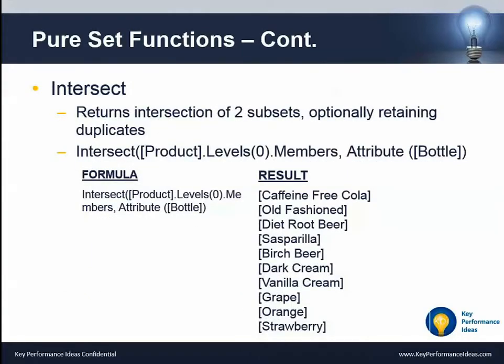Intersect returns the intersection of two subsets. You can optionally retain the duplicates if you would like. So here I gave the example of doing the intersection of your level 0 members of your product dimension along with that attribute of bottle. And when we do that, the result is the list of all of our products that do have an attribute of bottle.